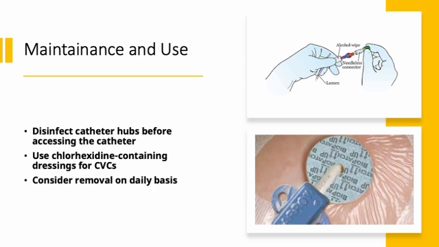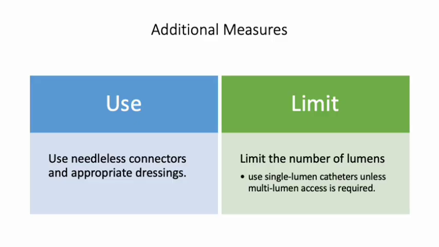Assess the necessity for CVC daily and remove as soon as clinically possible. Additionally, use needleless connectors and appropriate dressings. The dressing should be transparent and should not be changed routinely unless soiled. Limit the number of lumens to as much as required. Use single lumen catheters unless multi-lumen catheters are necessary.